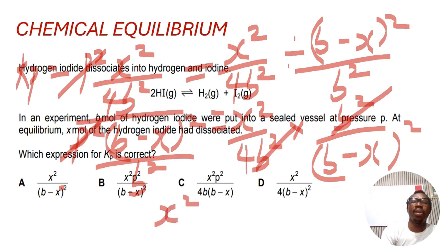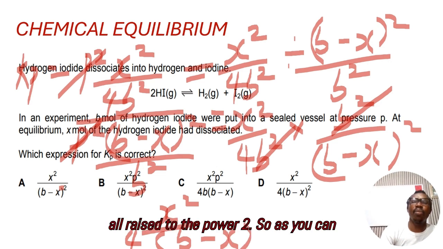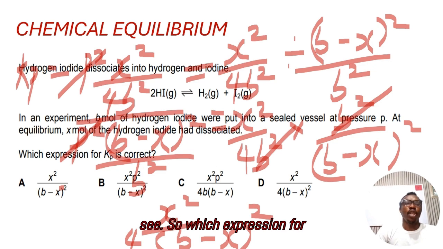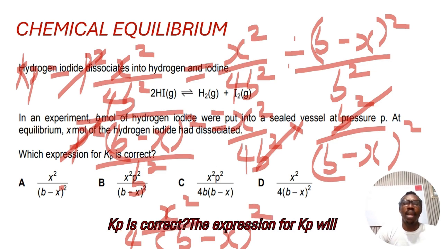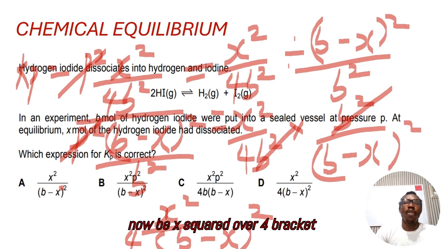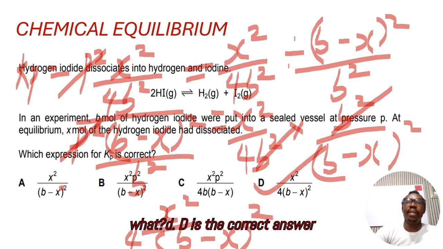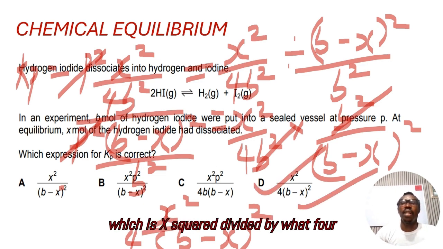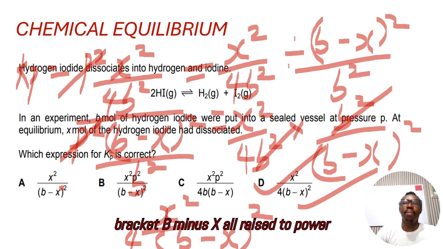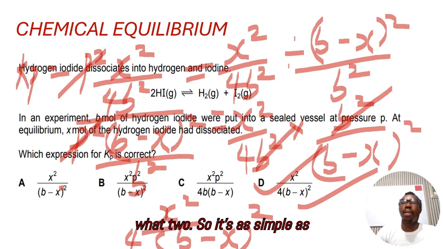x squared over 4 times (b minus x) all raised to power 2. So as you can see, the correct expression for Kp is x squared over 4(b minus x) all raised to power 2. So the correct answer to this question is D, which is x squared divided by 4(b minus x) all raised to power 2. So it's as simple as ABC.